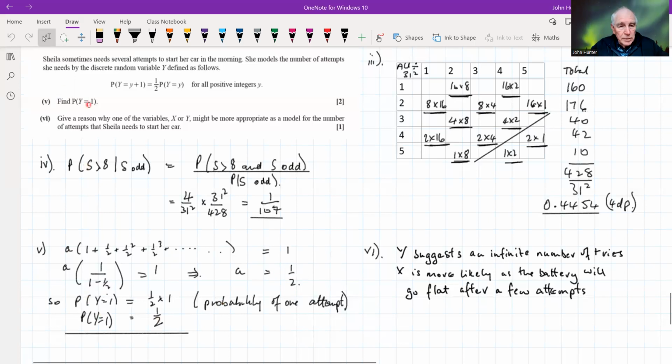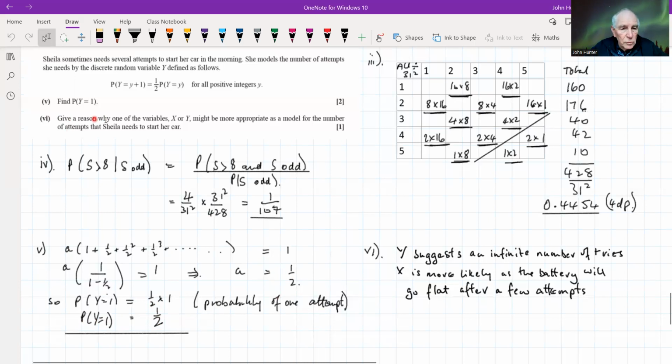So it says find the probability of 1. We've done that because we found that's what A is. That's the first term in this sequence. So the probability that y equals 1, she starts it on the first attempt, is a half, 50-50. Not very good, really. I think it's about time she sold that car. Anyway, here we go. So that is that.